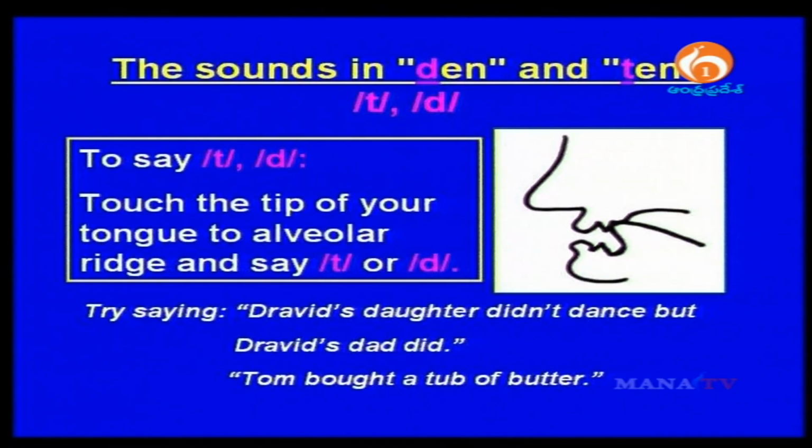How do we get these? Remember, we talked about the other organs of speech. Move the tip of the tongue to the teeth ridge, that is behind the teeth, and you can say tuh and duh. For example, you have these two sentences. Dravid's daughter didn't dance, but Dravid's dad did. Or, Tom bought a tub of butter. Over here, tub, Tom, bought, butter, all of them have tuh sounds.